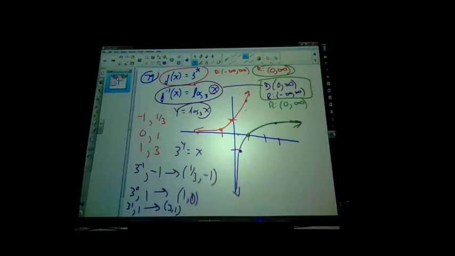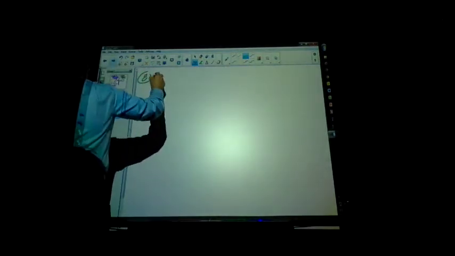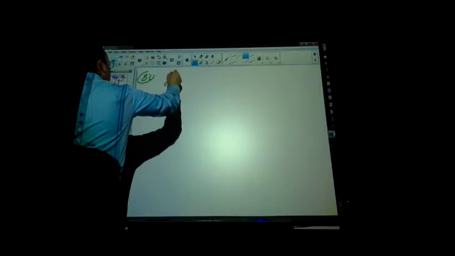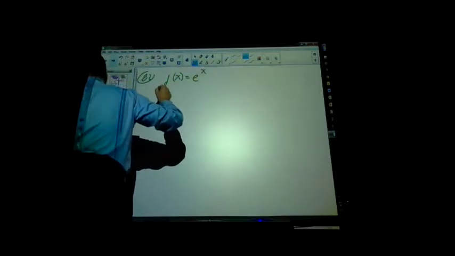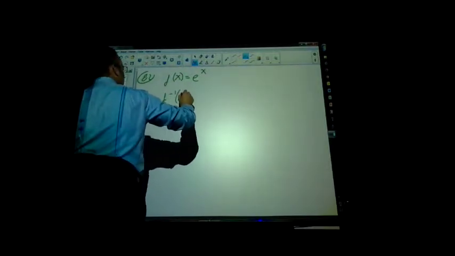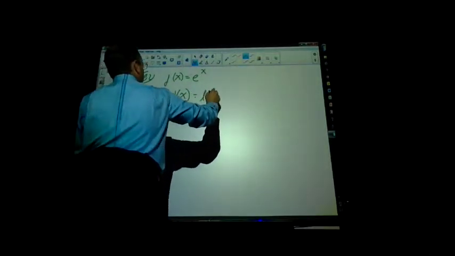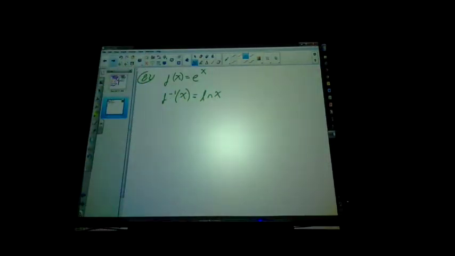Then I want to go to 82. For 82, you're dealing with the function f of x is equal to e to the x, and then f of negative x is equal to natural log of x. And if I were to say to do this without a calculator, we've got to be smart about it.